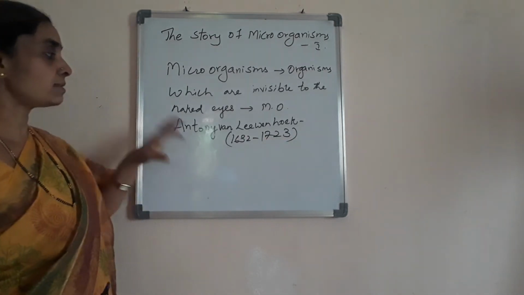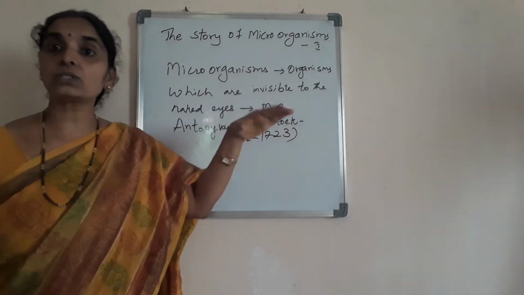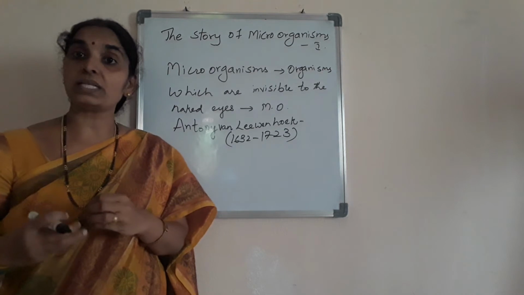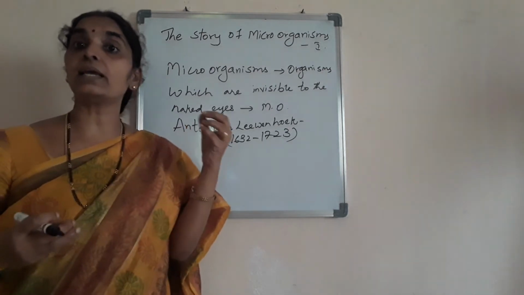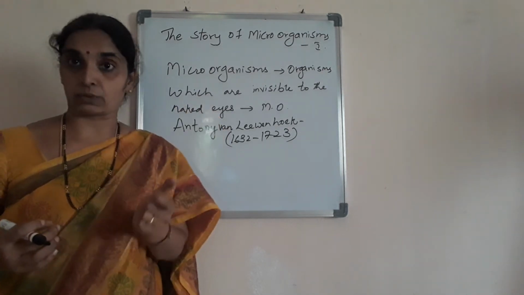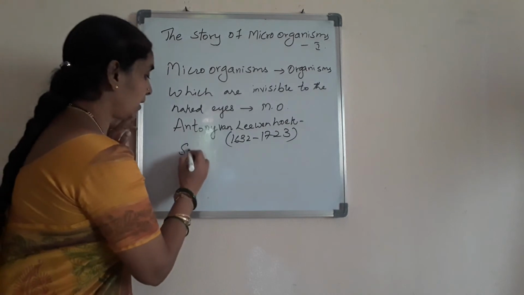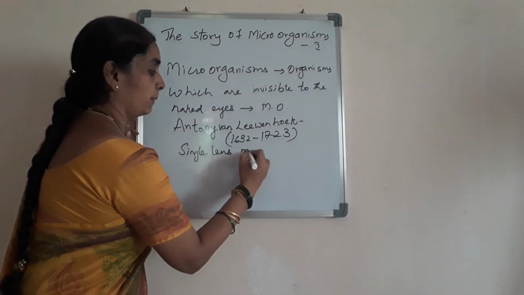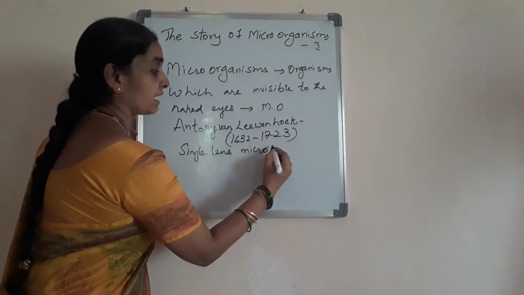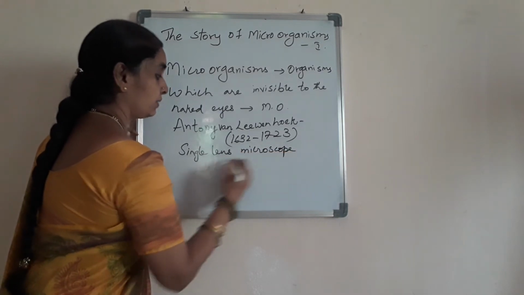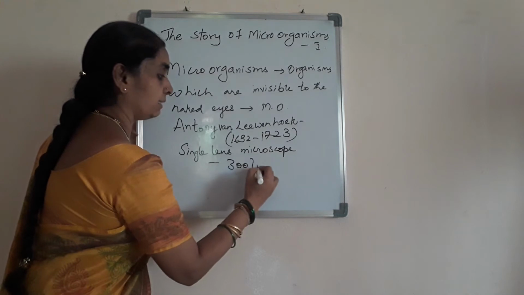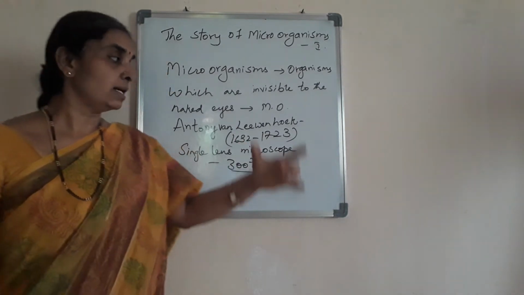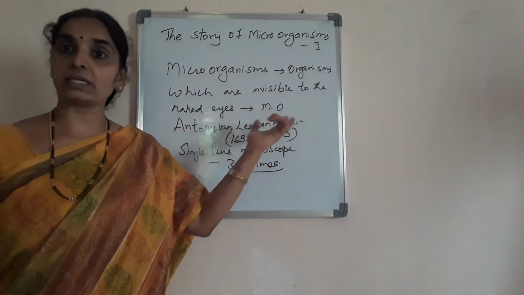So it shows that Antony van Leeuwenhoek worked on different microorganisms. How did he do so? He invented the microscope, a single lens powerful microscope. He worked with his single lens powerful microscope, which magnifies objects 300 times more than the object is. Is it clear, children?